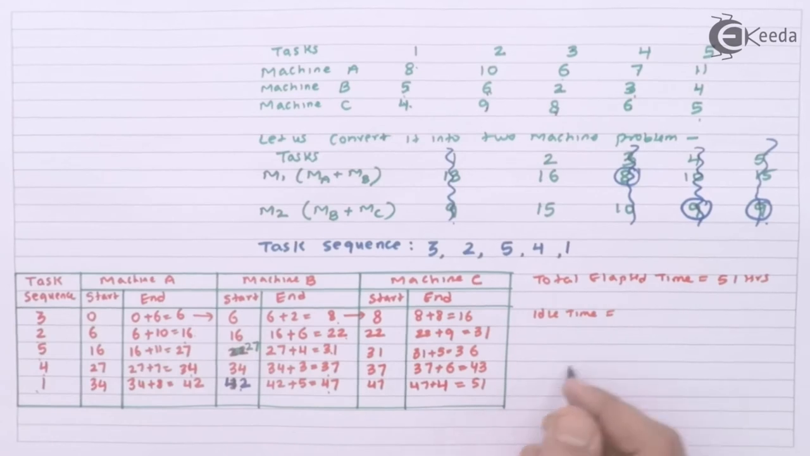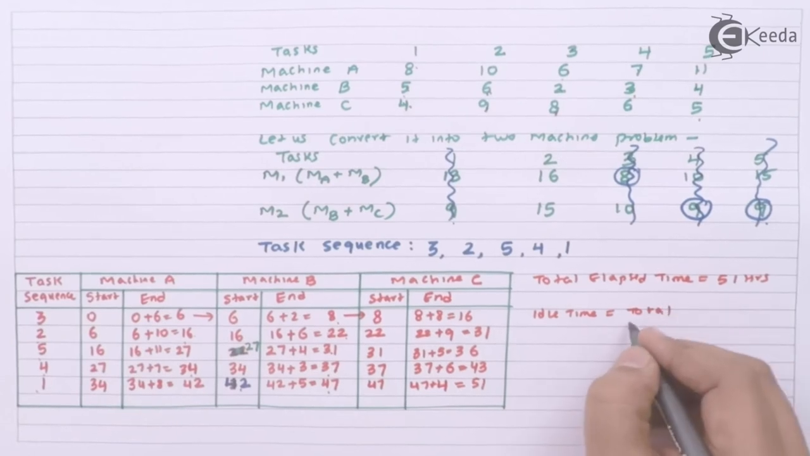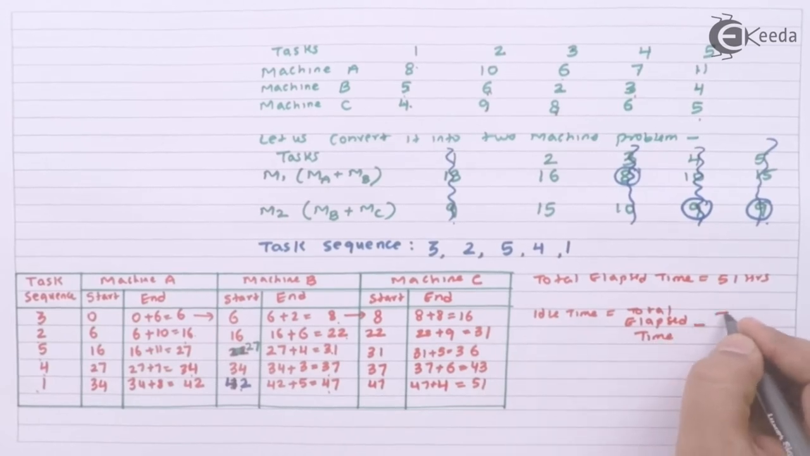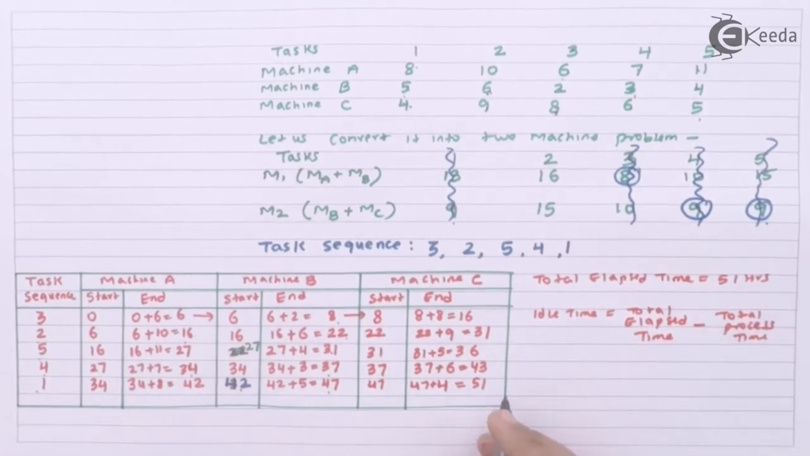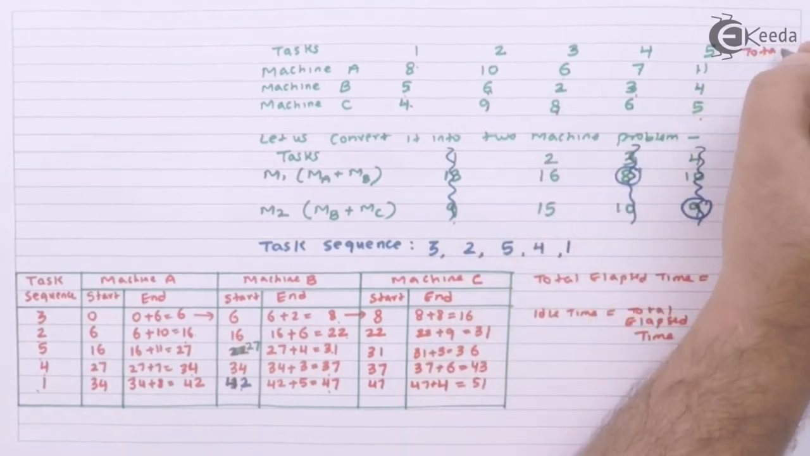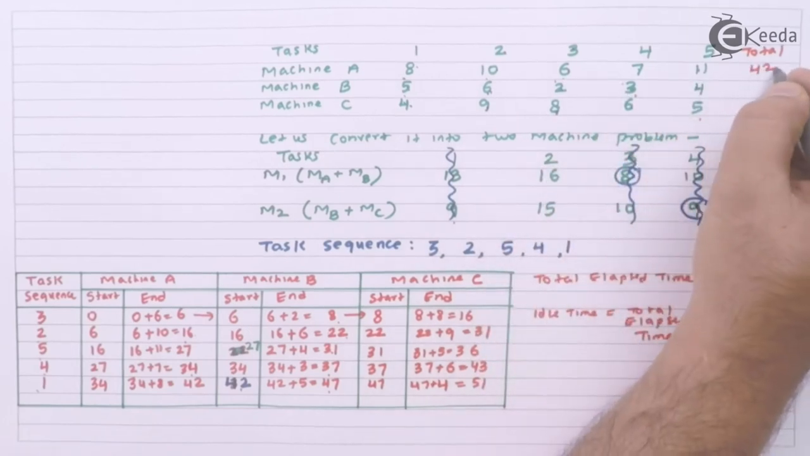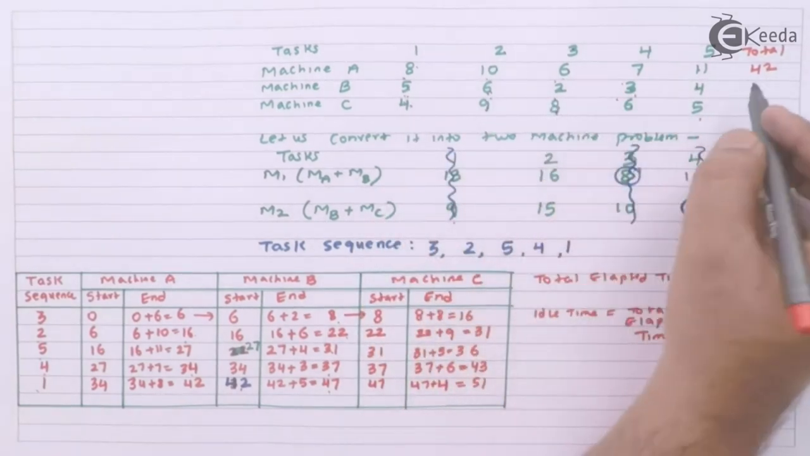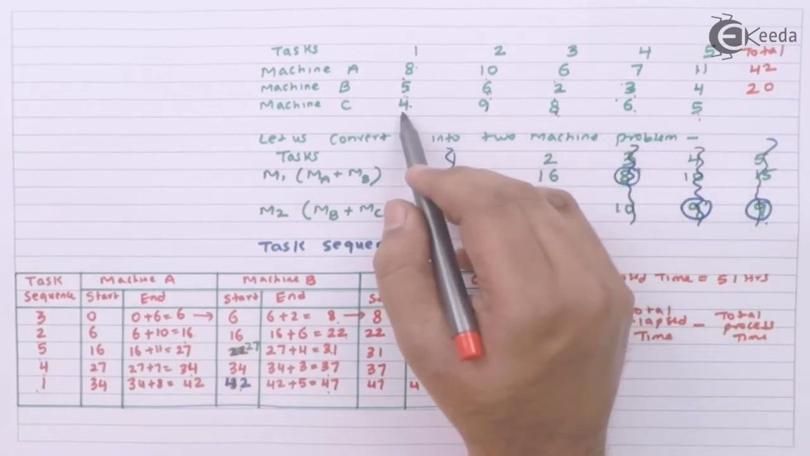And idle time, we have the formula. It is total elapsed time minus total process time. So you can just do the total of all these threes. This will be 8, 18, 24, 31, 32. It will be 5, 11, 13, 16 and 4. It will be 5, 11, 19, 22 and 9, 31.